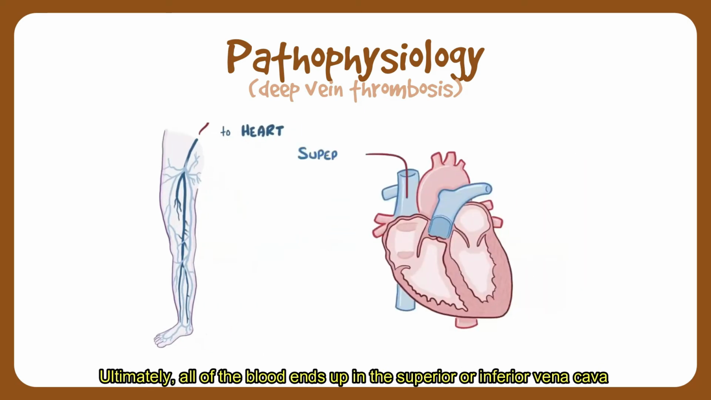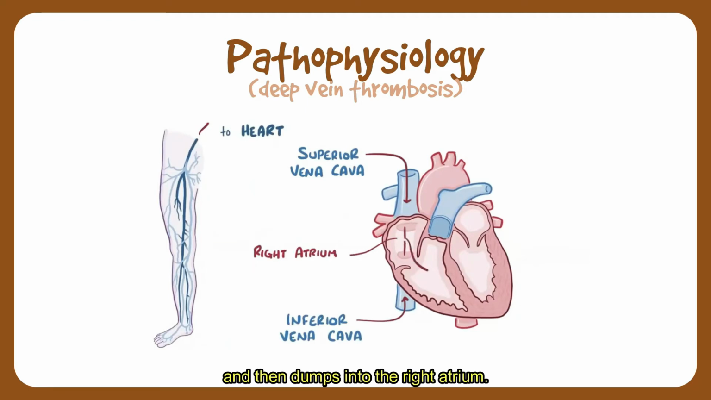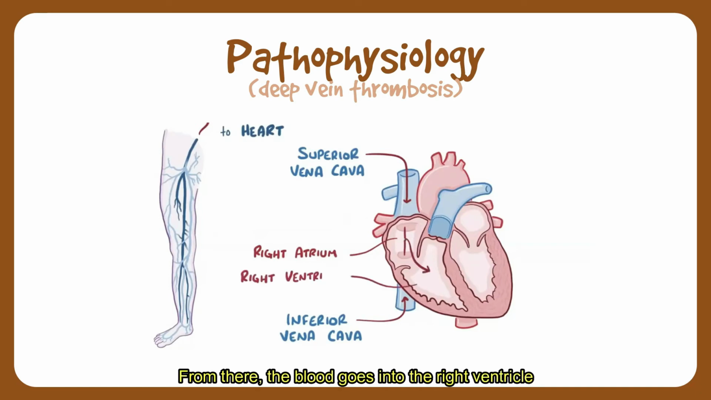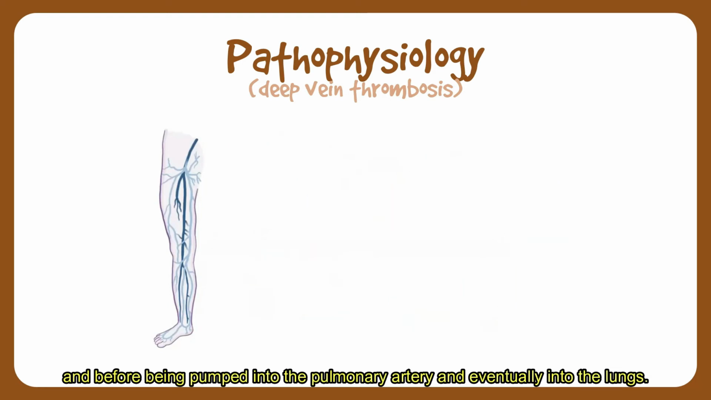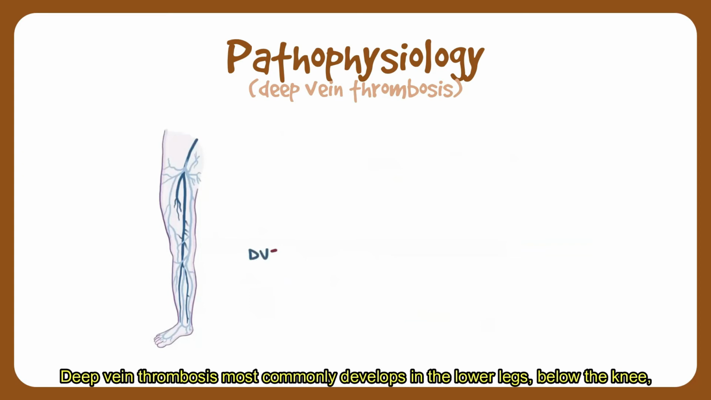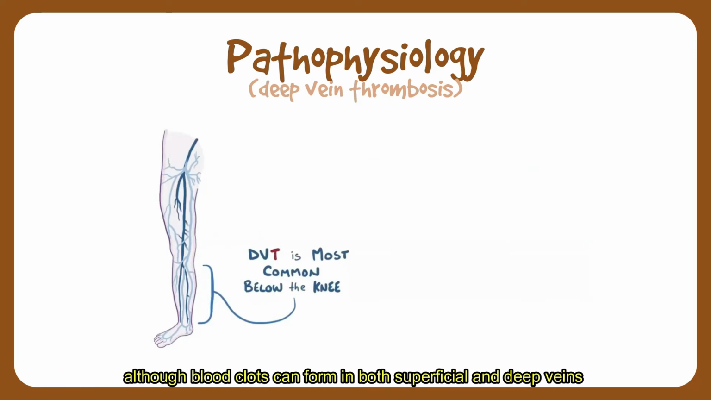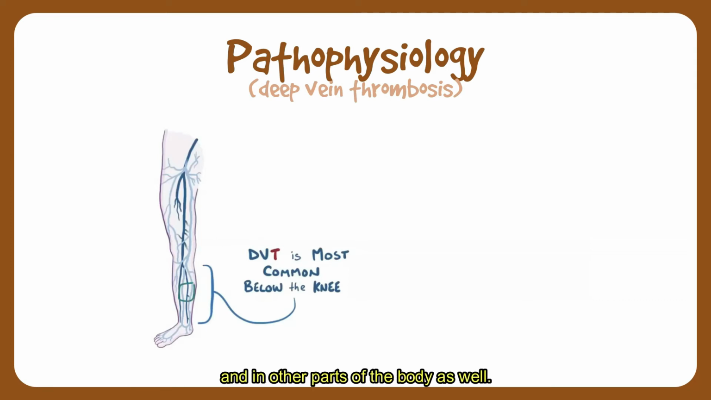Ultimately, all of the blood ends up in the superior or inferior vena cava and then dumps into the right atrium. From there, the blood goes into the right ventricle before being pumped into the pulmonary artery and eventually into the lungs. Deep vein thrombosis most commonly develops in the lower legs, below the knee, although blood clots can form in both superficial and deep veins, and in other parts of the body as well.